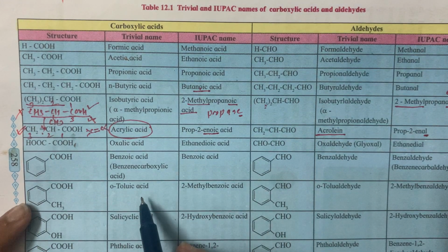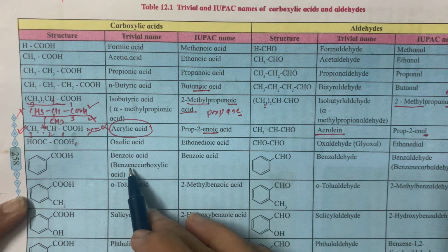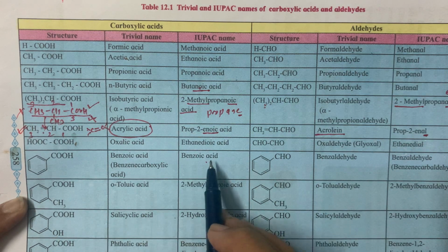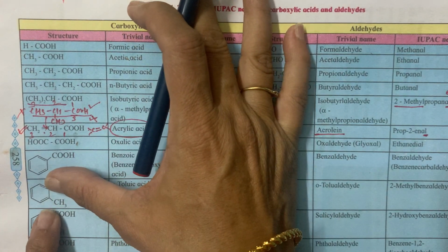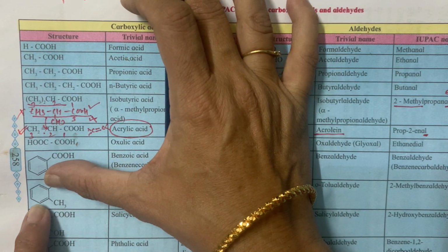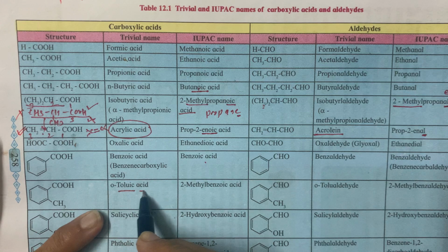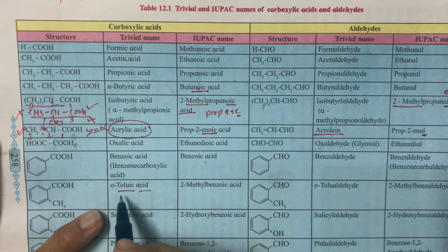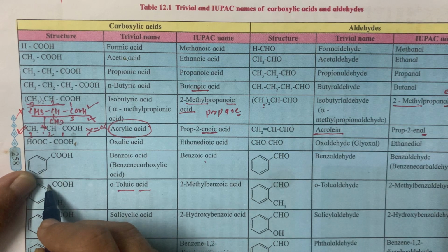This is again very interesting. Here we know this is benzoic acid. Trivial name is benzoic acid, as well as IUPAC name is benzoic acid. But when the common name, we know that this compound is known as, see, I am hiding this COOH. So this is nothing but toluene. Now this toluene, common name is represented as toluic acid.